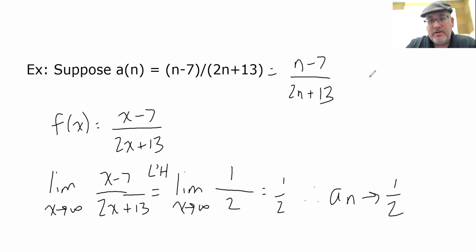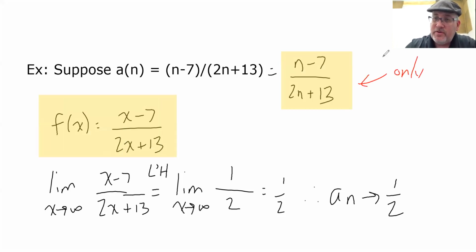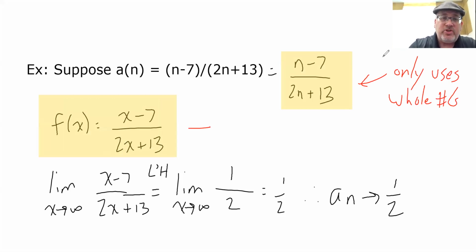So that wasn't too bad. But again, the difference between this guy up here, which I'm about to highlight in yellow, and this guy here is that the one on the top only uses whole numbers, or natural numbers, or positive integers, whatever you want to say. Whereas this one uses all real numbers.